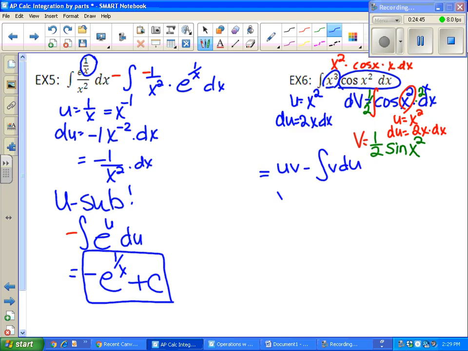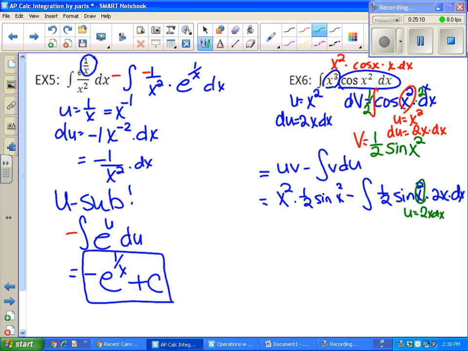All right, here we go. U times v, x squared times 1/2 sine x squared, minus the integral of v du, which is 1/2 sine x squared times 2x dx. I think I can do this because guess what happens? I have to end up doing a little u sub again, and I actually have what I need. So let's just see. U is equal to x squared, du is 2x dx, and I have 2x dx. Getting ahead of myself. All right, so I actually have moved the 1/2 integral out.